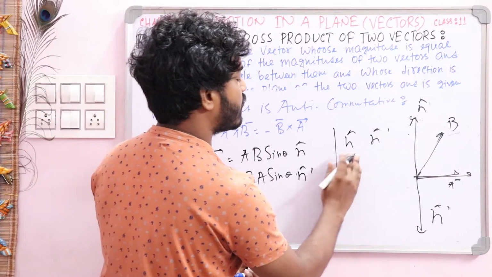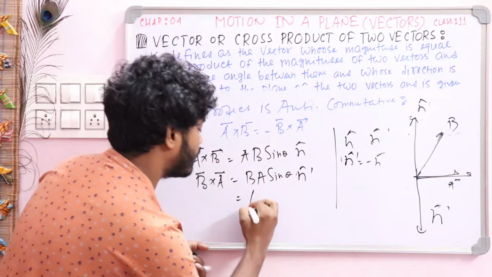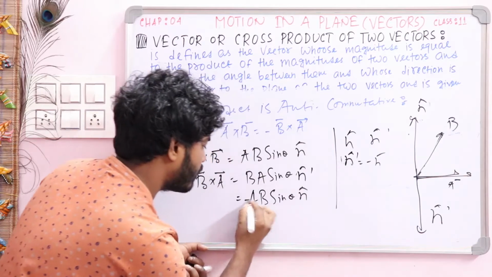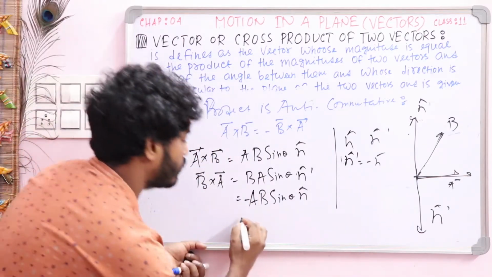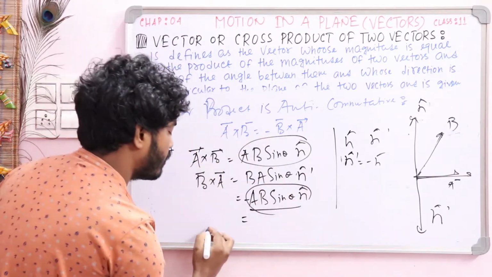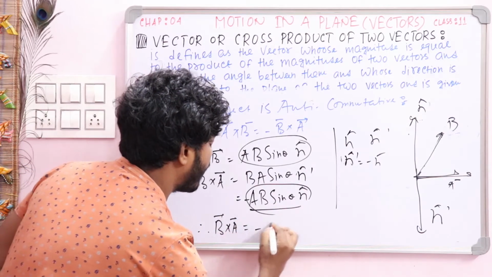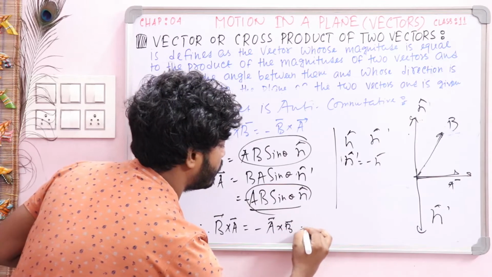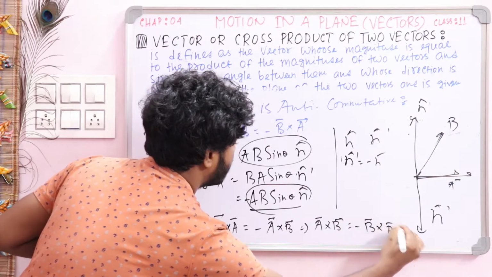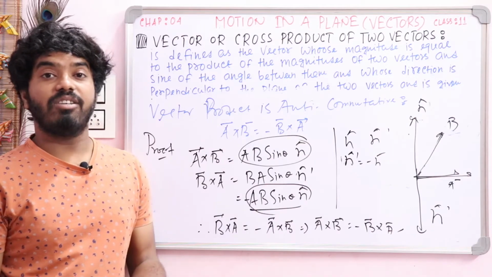So here you can easily say that n dash cap is equal to minus of n cap. Use it. That is AB sine theta, and this one will be n cap but with the opposite sign. So obviously you just see this one is exactly equal to this one, that is A cross B. So finally you can say B cross A is equal to minus of A cross B. So from here you can say A cross B is equal to minus of B cross A. That's why we say that the vector product obeys the anti-commutative law.